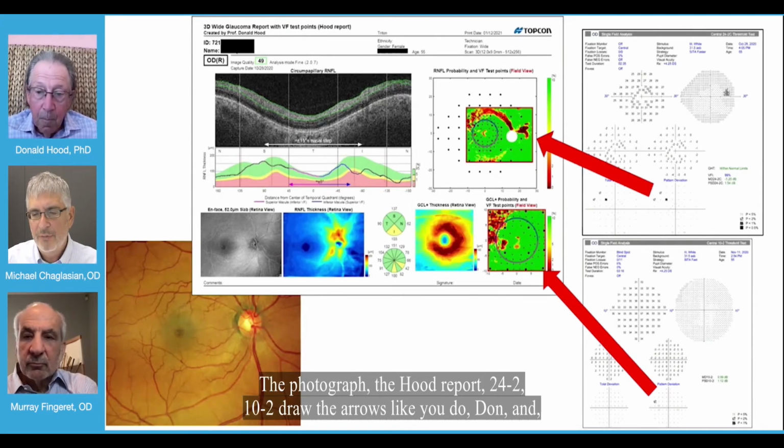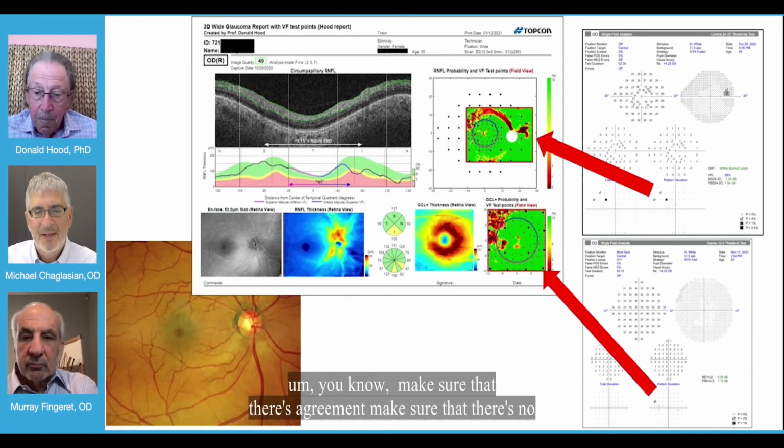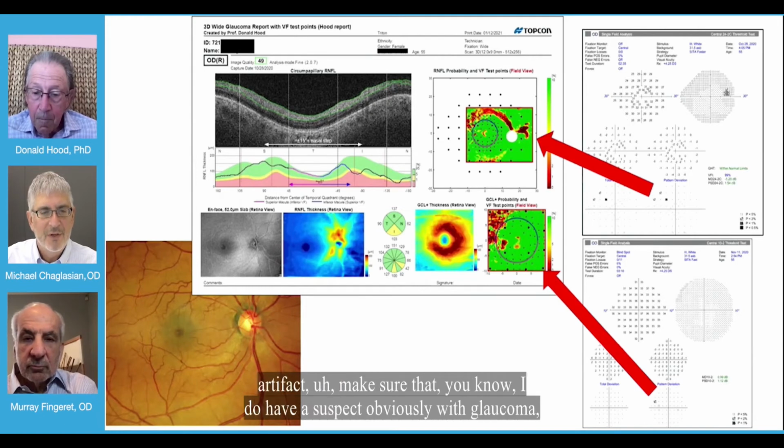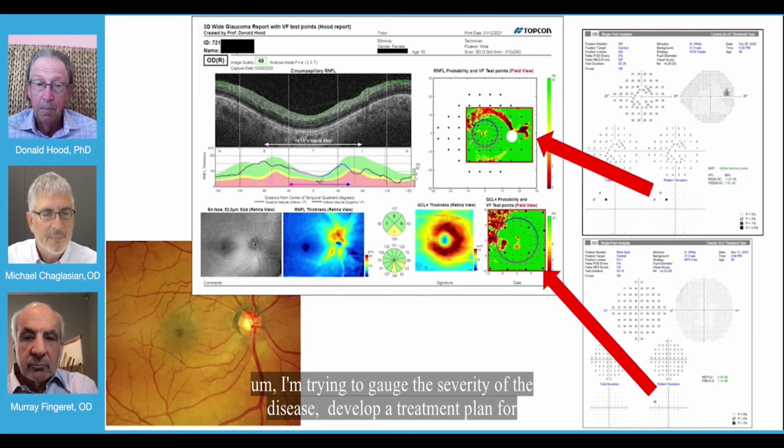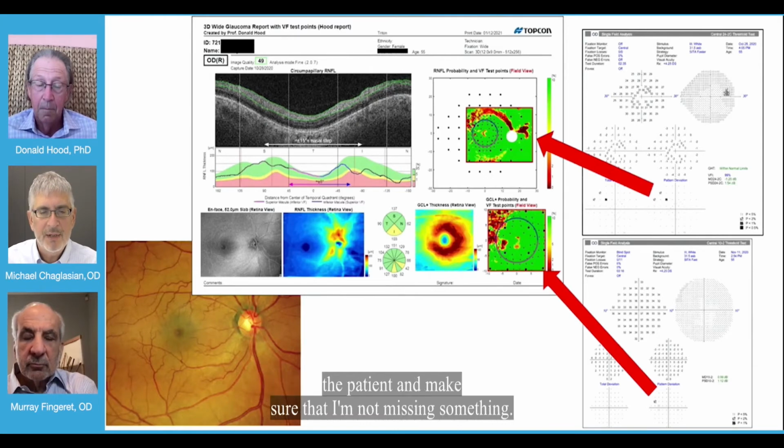24-2, 10-2, draw the arrows like you do, Don, and make sure that there's agreement, make sure that there's no artifact, make sure that, I do have a suspect, obviously, with glaucoma. I'm trying to gauge the severity of the disease, develop a treatment plan for the patient, and make sure that I'm not missing something.